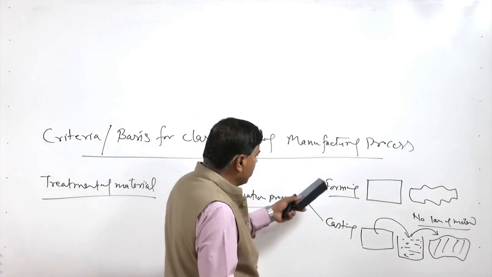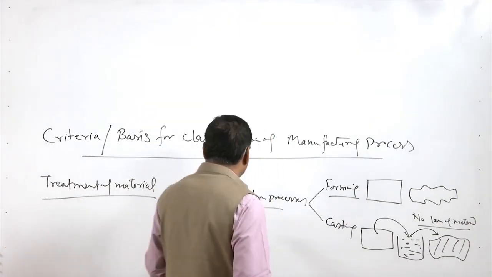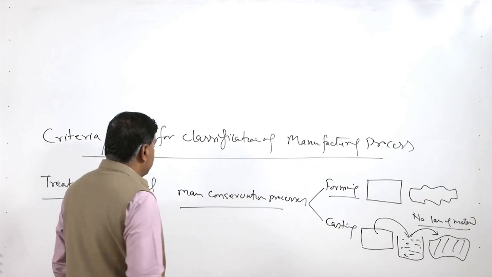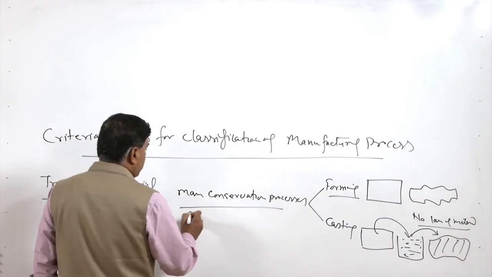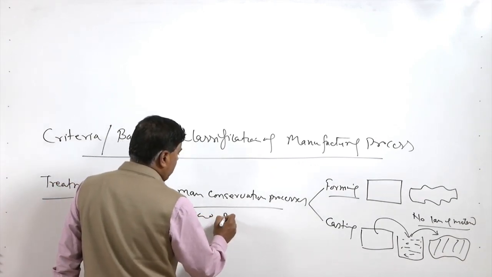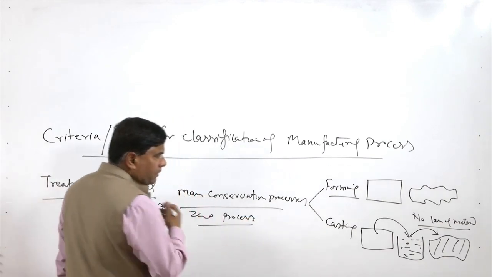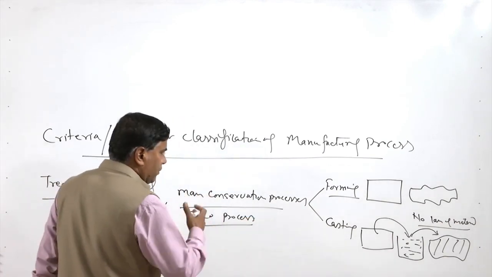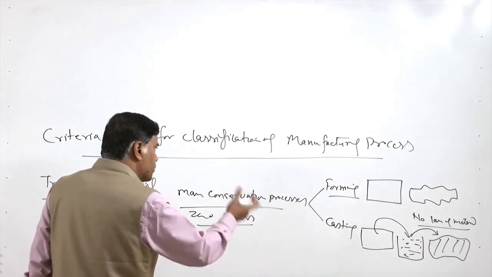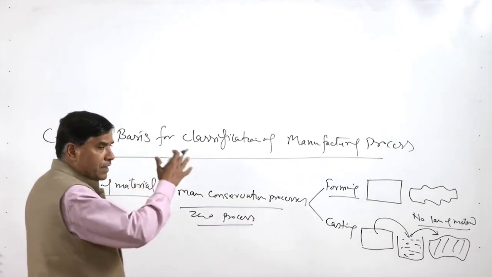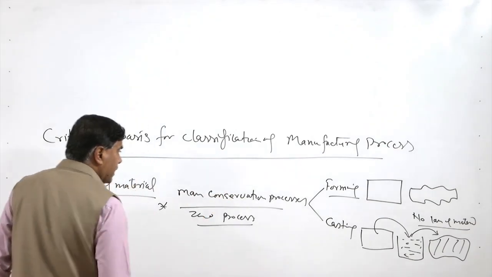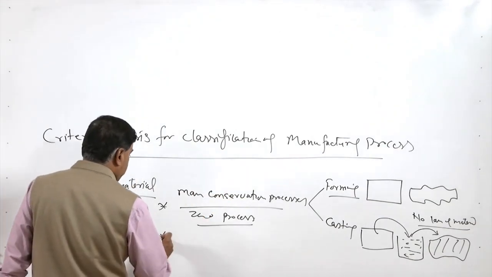That is why forming and casting, both these processes, are put under the mass conservation or the zero processes, because there is no loss of the material, only the shifting of the material takes place from one region to another using two different approaches. In one case the force is applied, and in another case the material is brought to the molten state.